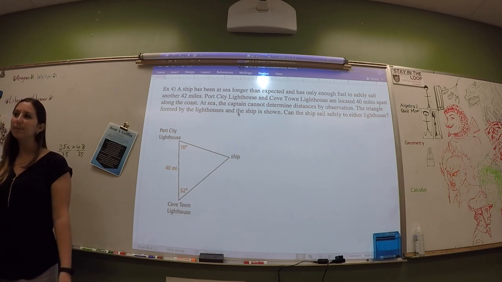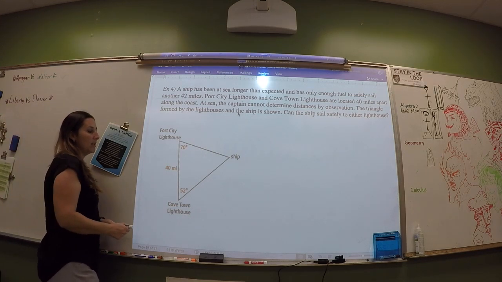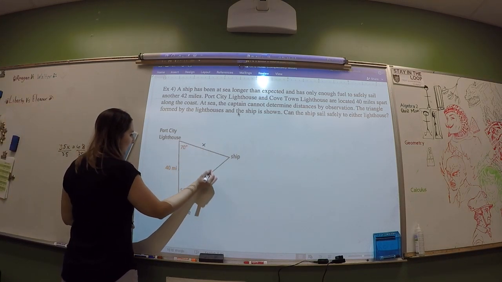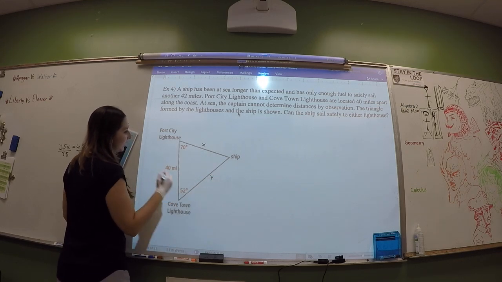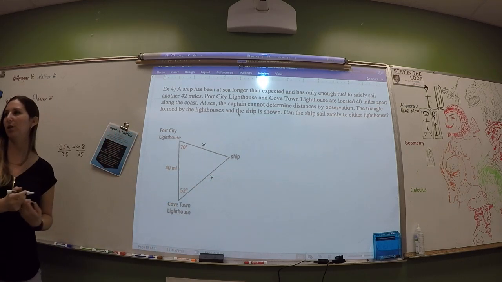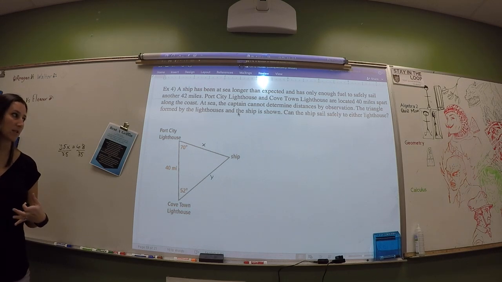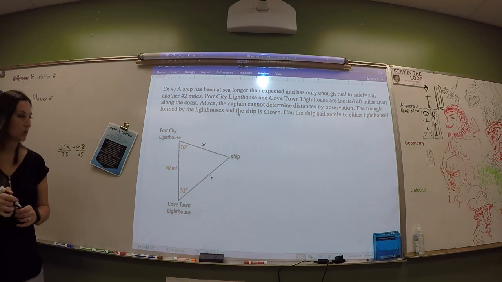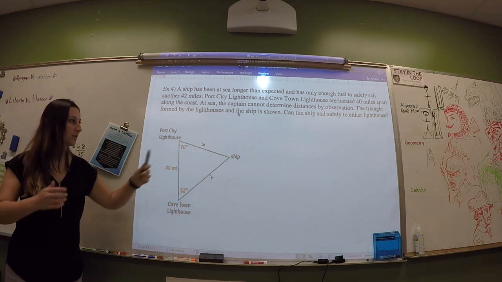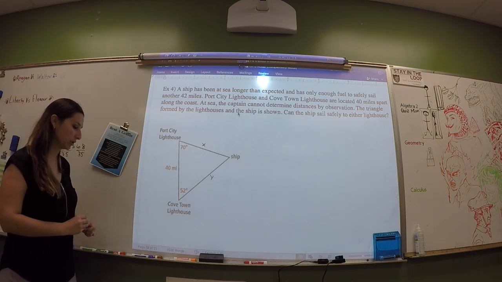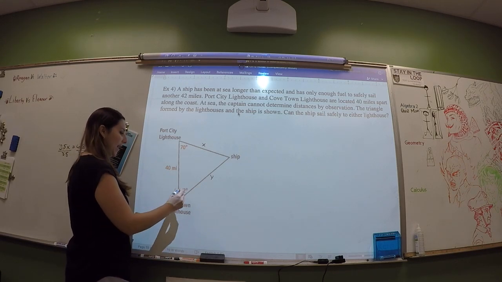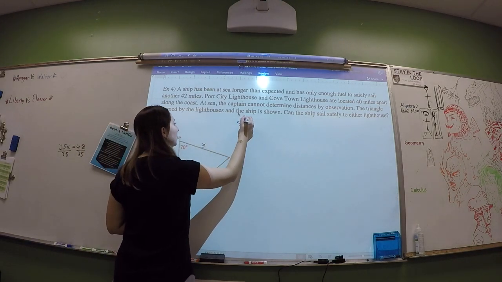Yes. So what we're going to do is I need to know if this distance and/or this distance is over 42. So we're finding both of those distances. So it's like we're doing two things, two problems in one. So let's find x first. So I'd set up a proportion: sine 52 over x.